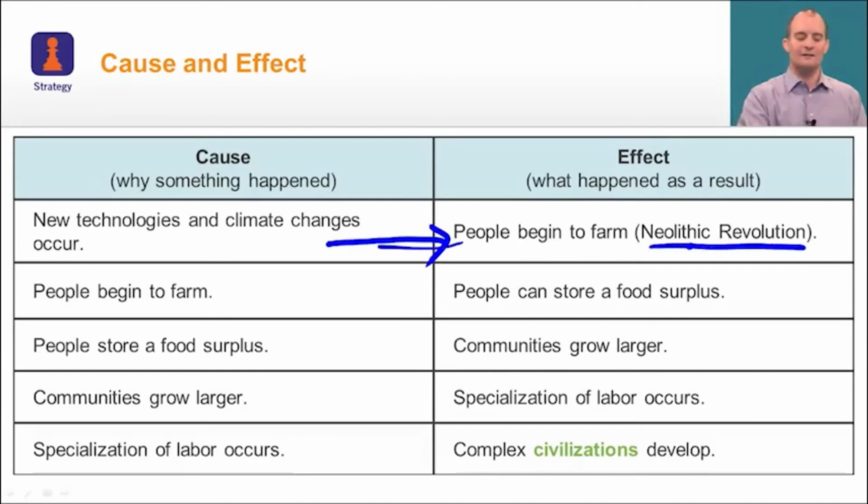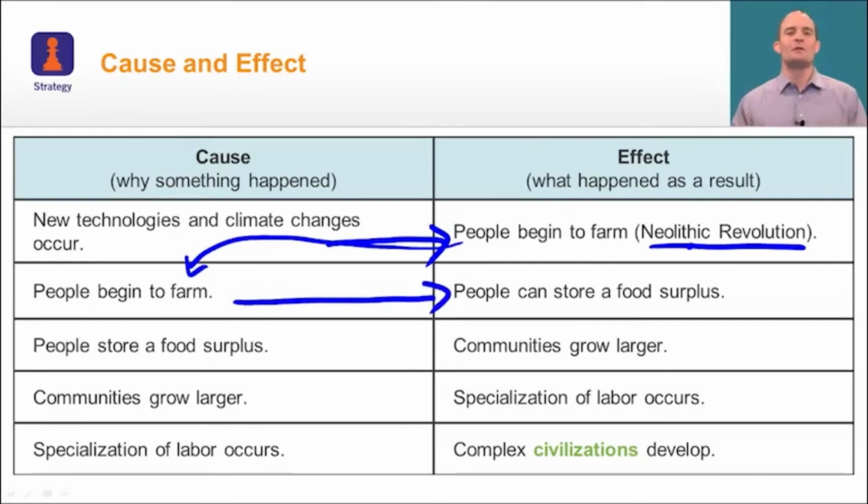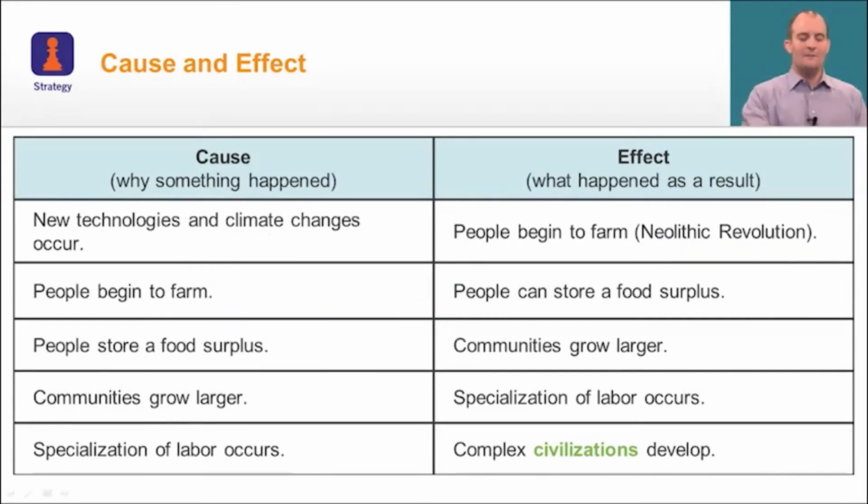Now this effect then becomes the cause. So people begin to farm. The effect of that is people can store the food surplus. This effect becomes the cause. People store the food surplus, and communities grow larger. Because communities are growing larger, specialization of labor occurs. Because specialization of labor occurs, complex civilizations develop. So you can see the cause and the effect of it, and how that relates to each other.